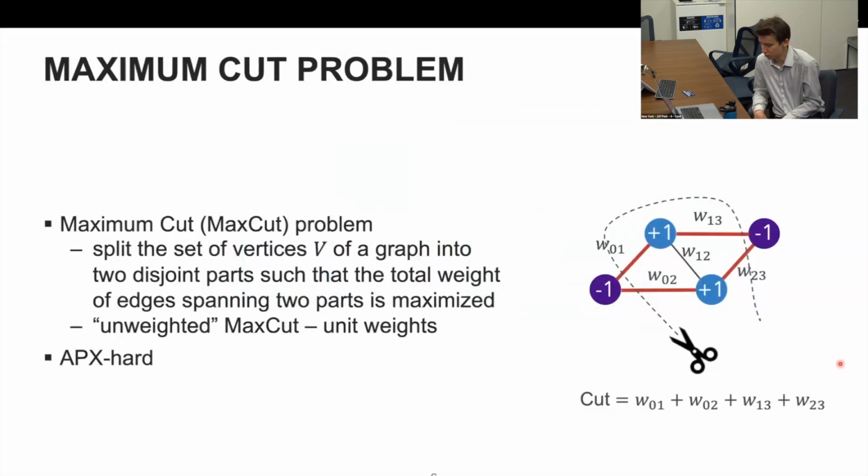The problem on which we're going to develop our theoretical results and our numerical results is going to be slightly more broad than that. But the theoretical results are for the max cut problem, where the goal is to partition the set of vertices of a graph into two disjoint parts, such that we maximize the total weight of edges spanning the two parts. So on the right in this cartoon, we partition the set of nodes into blue and purple, and the edges that are cut are highlighted in red. The cut is the sum of the weights of these 4 edges.